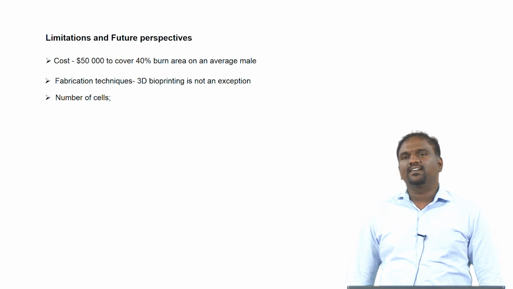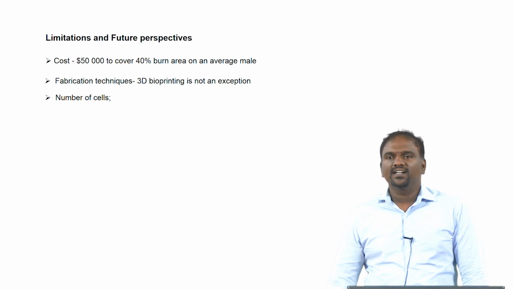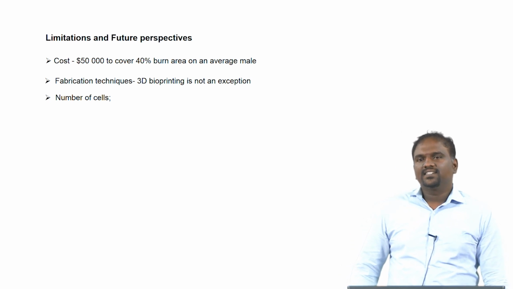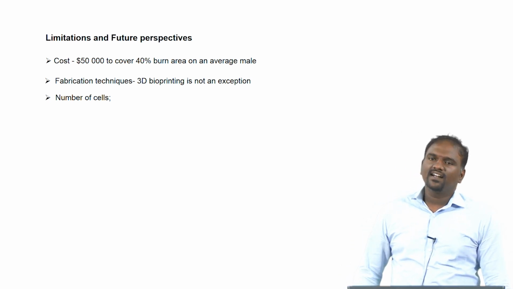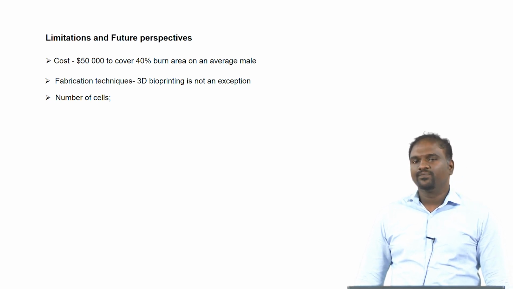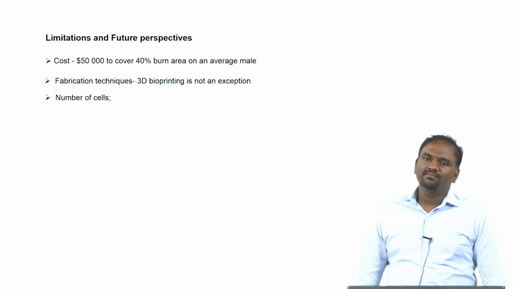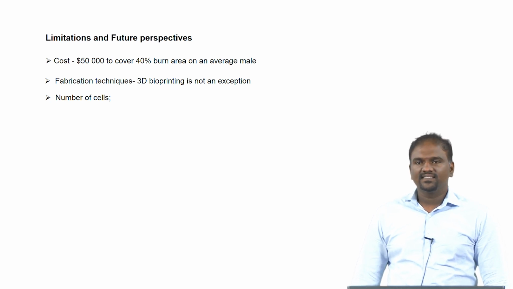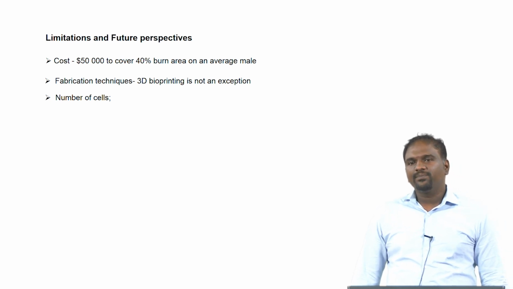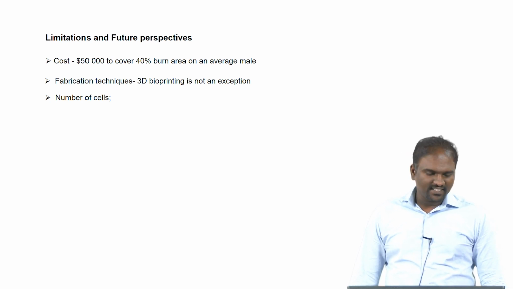Then the next is the number of cells. As she discussed, the choice of cells and the number of cells we are going to encapsulate into the hydrogel matters, because if we seed very few cells, they will not proliferate and will not do the function we are interested in. We should also not take too high a number, because then unnecessary fibrillation and other things will happen, and the wound will get spoiled. So an appropriate number of cells needs to be chosen, and that is another limiting factor.